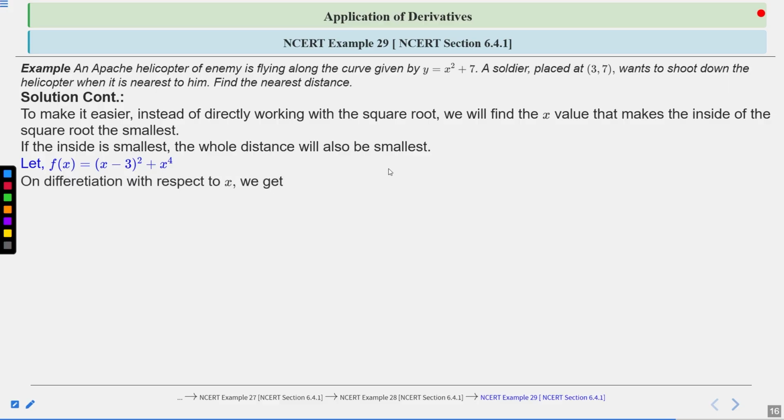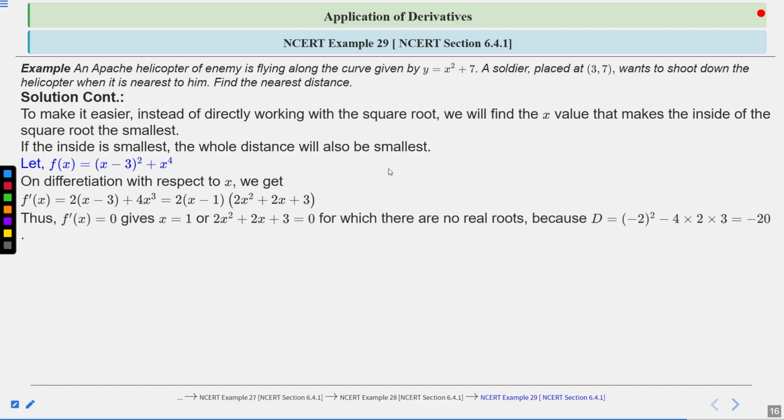On differentiation with respect to x, we get f dash x equal to 2 times (x minus 3) plus 4x cube, which after solving is 2 times (x minus 1) into (2x square plus 2x plus 3). Thus f dash x equal to 0 gives x equal to 1, or 2x square plus 2x plus 3 equal to 0, for which there are no real roots.